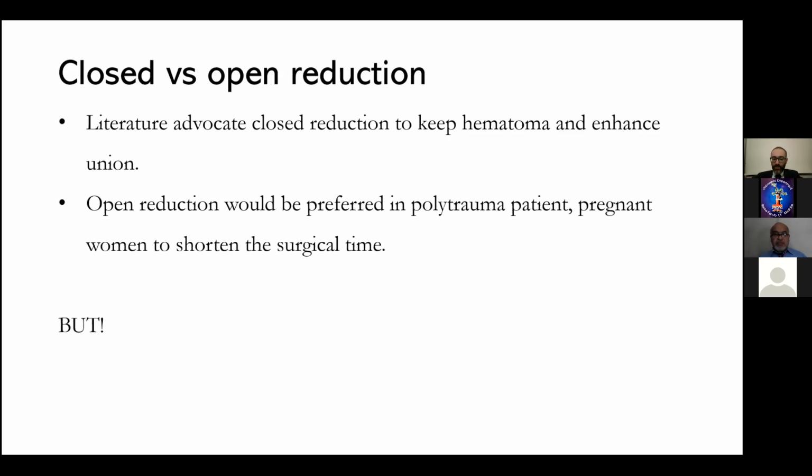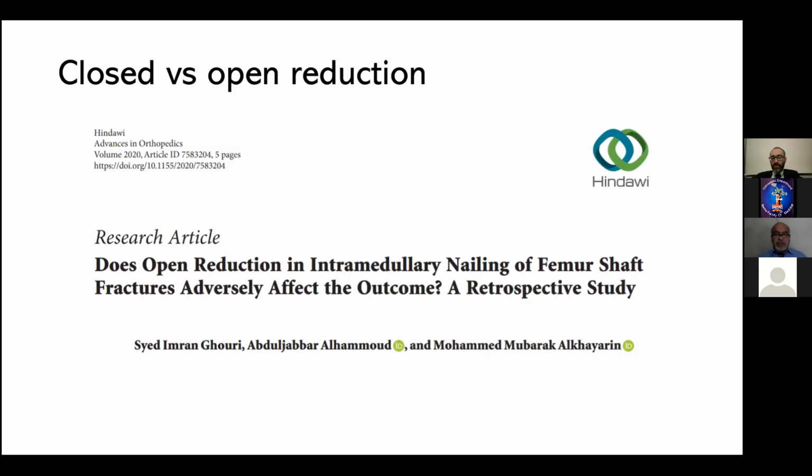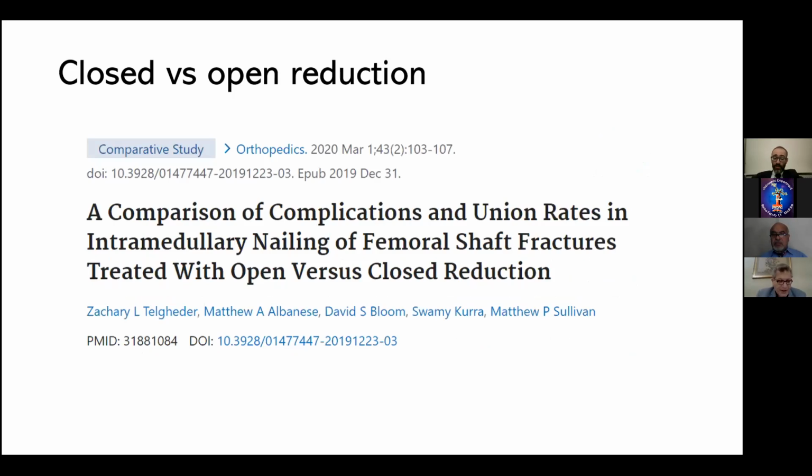But does it make a difference? This retrospective review in 2020, they got 110 isolated fracture femurs. 65 of them were closed and the rest were open. And surprisingly, there was no statistically significant difference in the healing rates. So both united. Another evidence, 2020, and again, this is a comparative study. And again, the rate of union or time to union wasn't affected by having open or closed reduction.